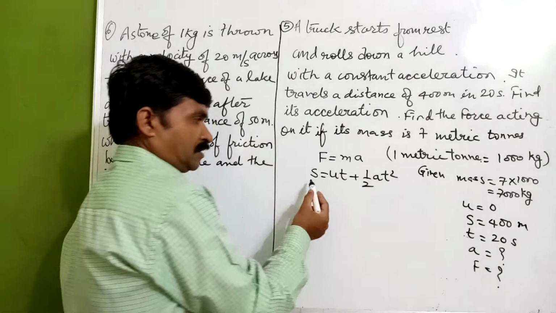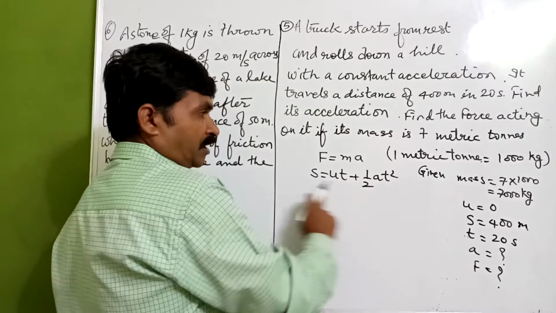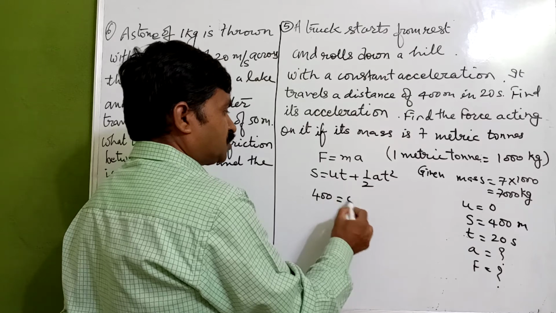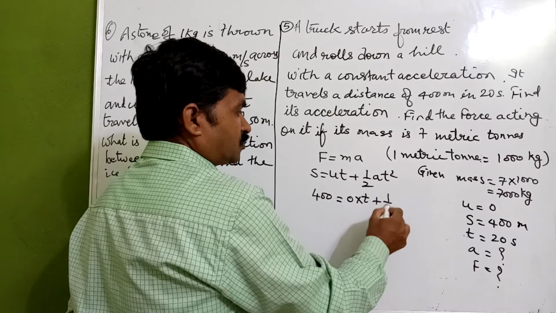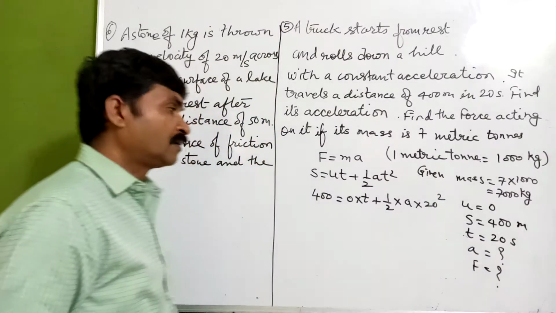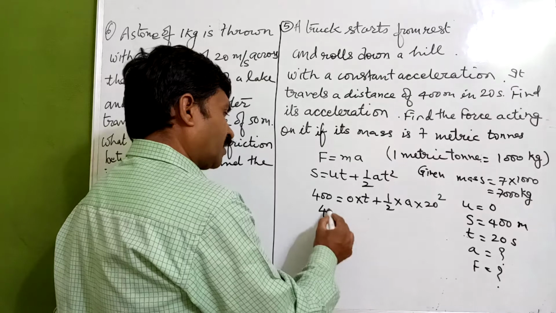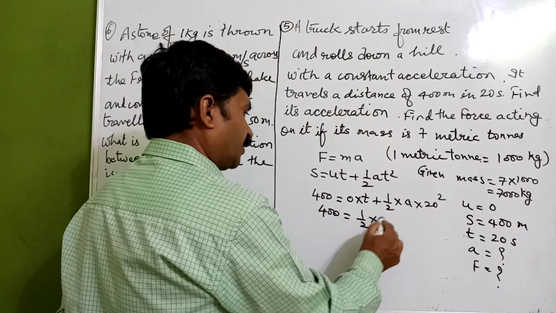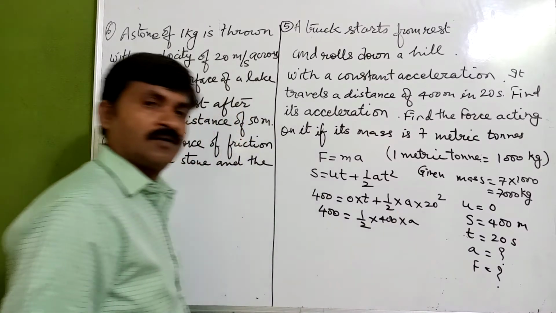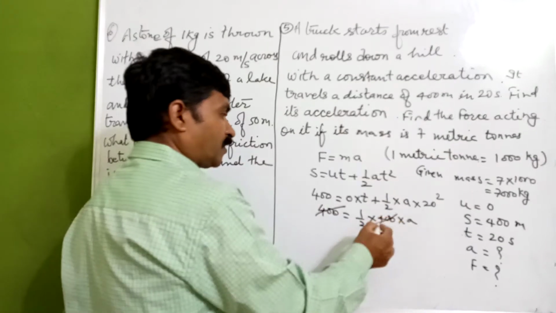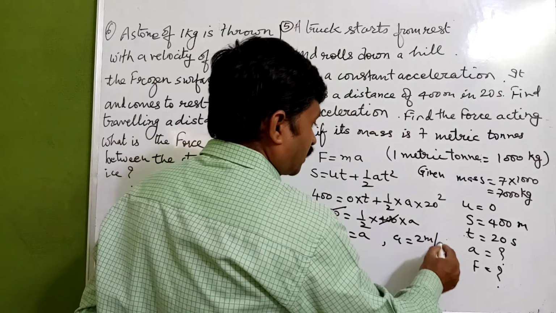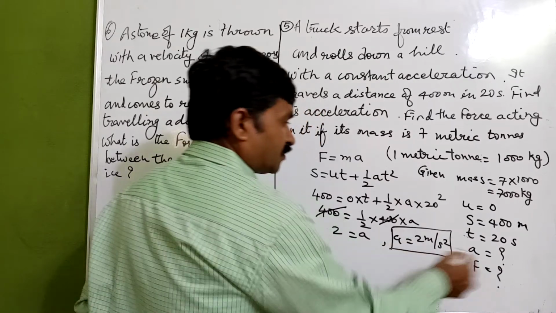So first we'll go with the equation. We will solve the equation. 400 equals u, which is 0, into time, it has no meaning. Plus half a t square, t is given to us, 20 square. Now see here what we are aiming: 400 equals 1 by 2 into 400 into a. Okay. Now 400 and 400 cancel, we are getting a is equal to 2 meter per second square. This is the first answer which we have got.